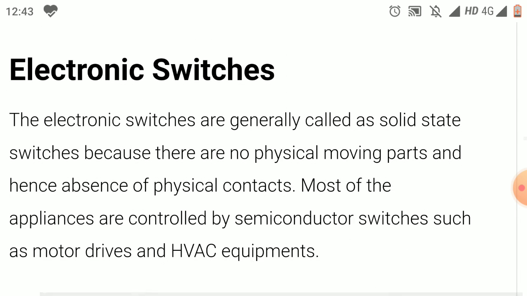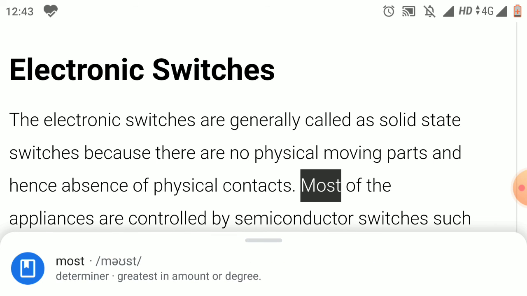Next, electronic switches are there. So switches are nothing but the devices which are used to turn on and off, or make or break, the circuits. The next concepts will be studied in the upcoming videos.